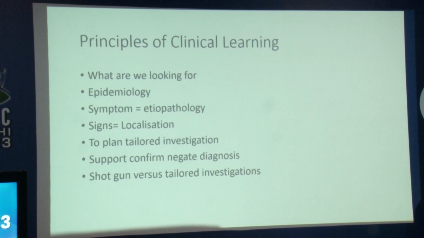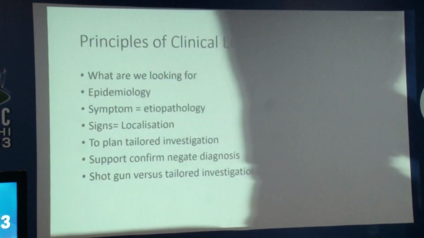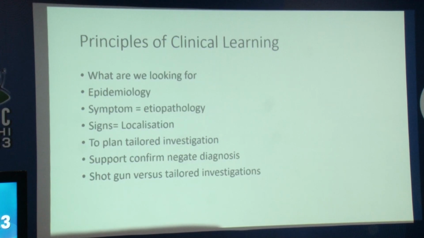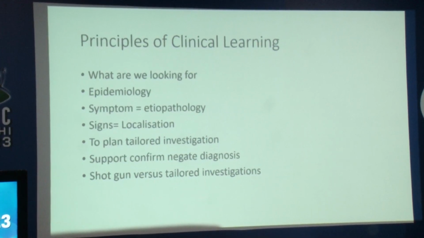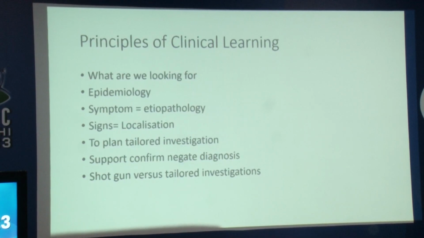So the principles are, what are we looking for? That is what we need at the end of the clinical learning: the final diagnosis or final management options. Epidemiology is a key factor. If a 20-year-old is sitting in front of me in the OPD versus an 80-year-old, I should be thinking of a different differential diagnosis in my mind, and that thought process has to go on. Symptoms basically give us the acute pathology, what is happening inside, and signs will give us localization. So to plan tailored investigations, to support, confirm, or negate a diagnosis, we require tailored investigations.